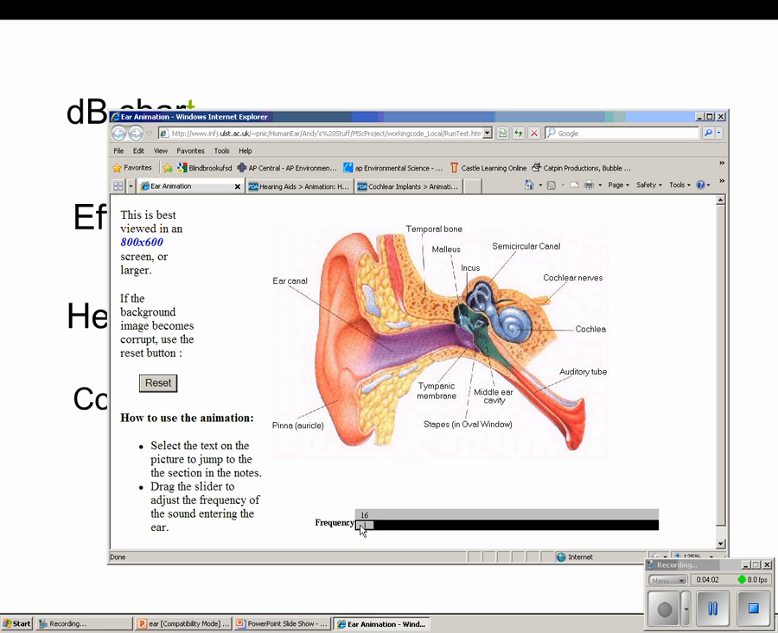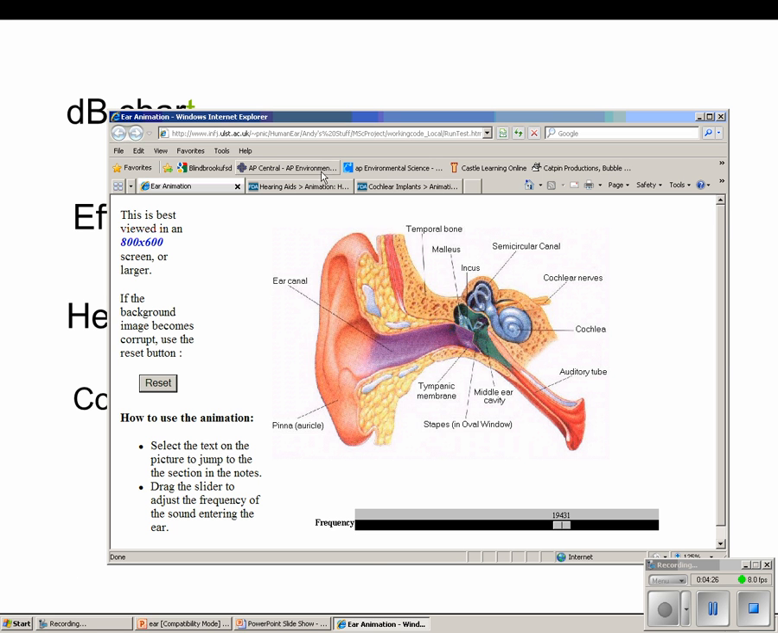If we change the frequency and increase it, you can see the movement change. Depending on the frequency the sound is traveling at, you can see the frequency of the vibration there has increased, and so it also increased the amount of vibration in the ear. So that's where we get those sounds.